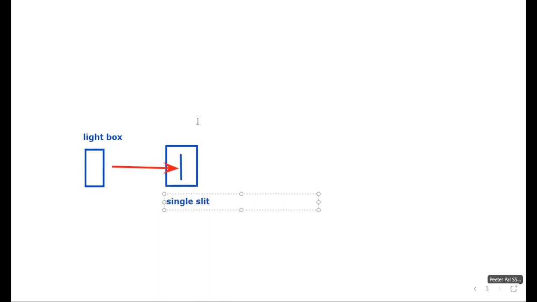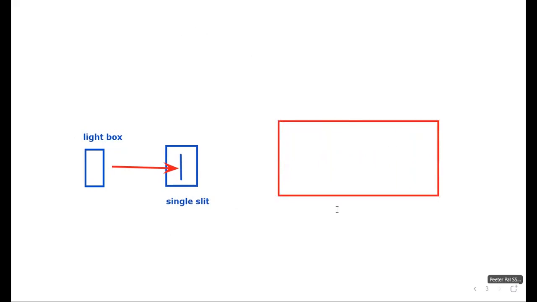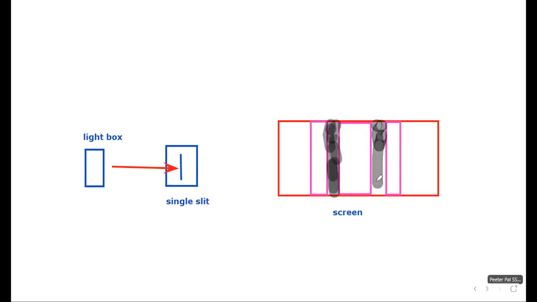Okay. Now, what will be the observation on the screen now? This is our screen. So on the screen, our observation will be, if you look at it carefully, in the center, you will get the bright line. And at the side here, you get another bright line, but this time it's smaller. On the right also, you get another bright line, which is smaller. So in between them is the darker region.